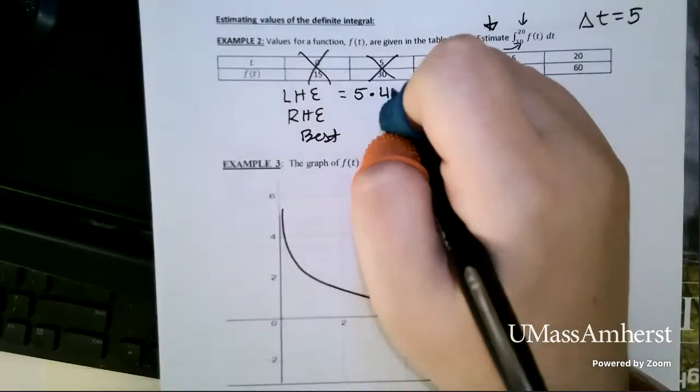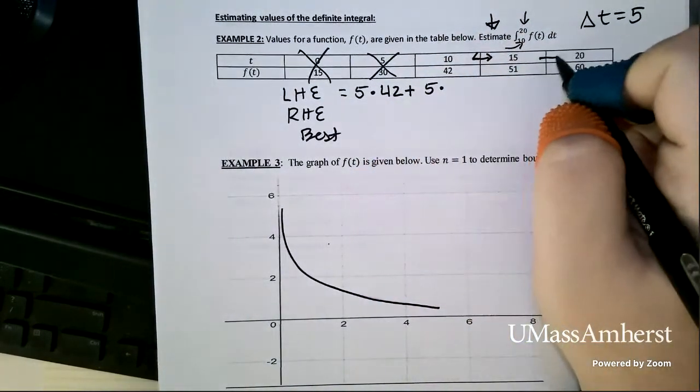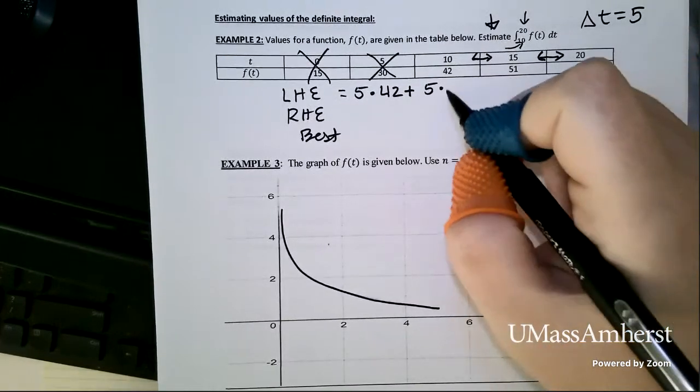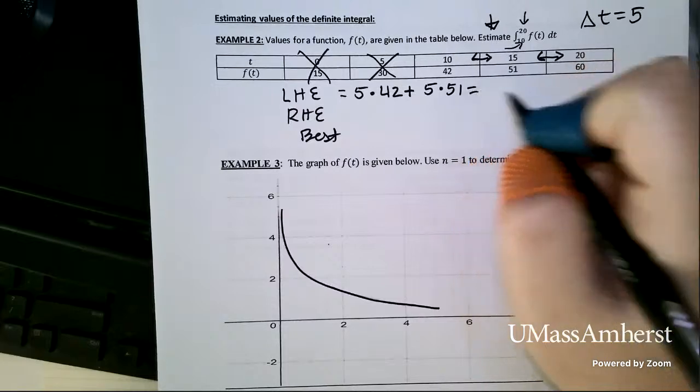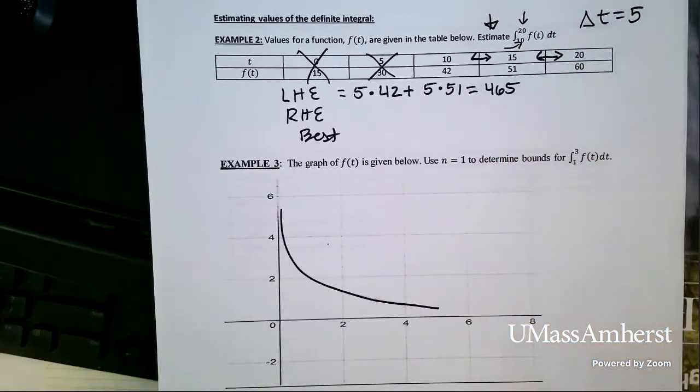So 5 times 42 plus 5 times. Now for my second interval, I pick the rate on the left, which is 51. I add that up and I get 465.